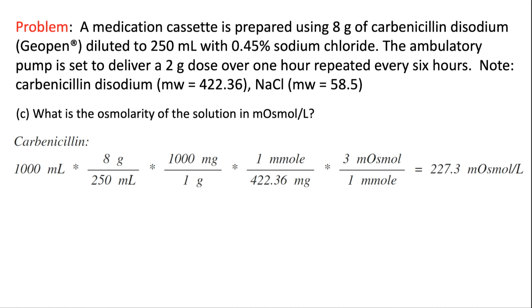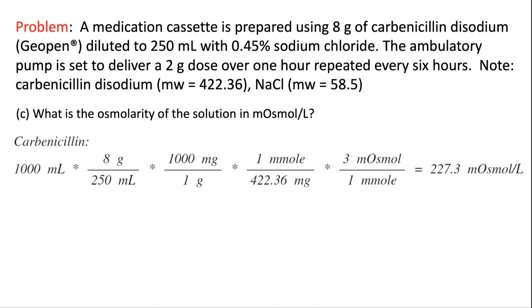Multiply it by its concentration, which was 8 grams of carbenicillin for every 250 milliliters, so milliliters cancel. Convert the grams to milligrams by multiplying by 1,000 milligrams per gram. Grams cancel, we're now in milligrams. Let's convert that to the number of molecules of carbenicillin by multiplying by 1 millimole of carbenicillin would be 422.36 milligrams, which is its formula weight. Milligrams cancel, I'm in millimoles. Now, remember, I don't care about valence. I'm not worried about milliequivalents.